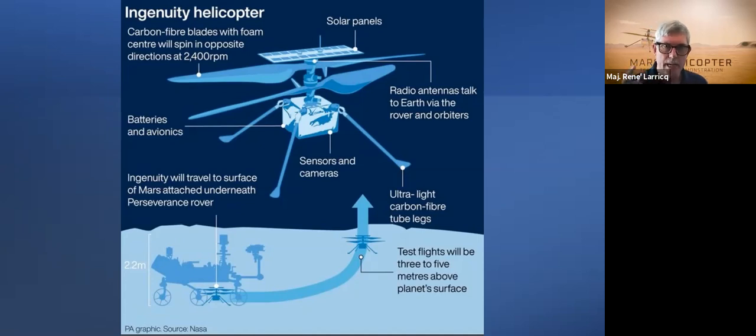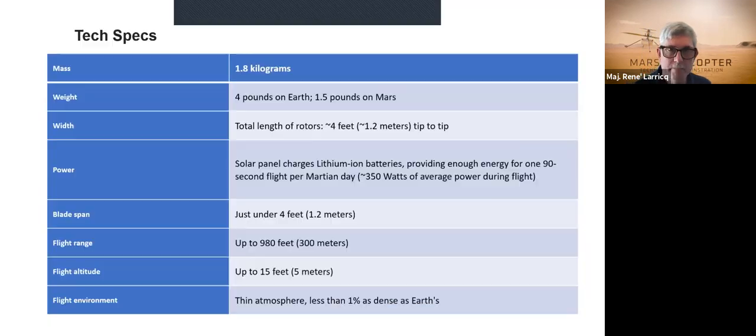One was just getting blades that would work, and then making it small enough and light enough that it could actually lift and get itself off the surface. Underneath, you can see that it's just got a little box with legs. The box holds batteries and some electronics to control itself, an antenna, and of course it's got a solar panel to charge up its batteries, and then 4 very light little carbon fiber legs. Here's the specs on it.